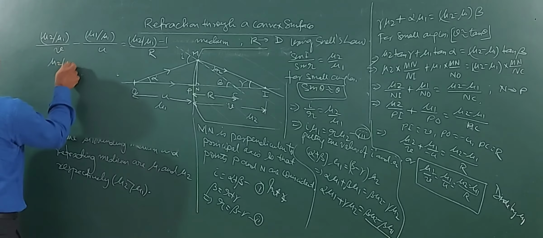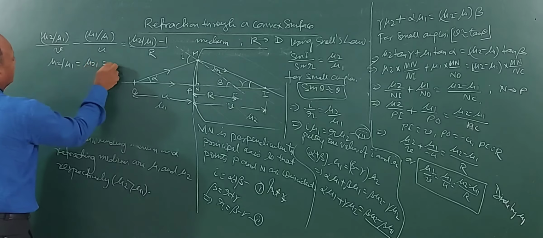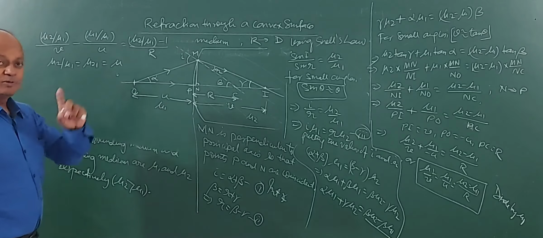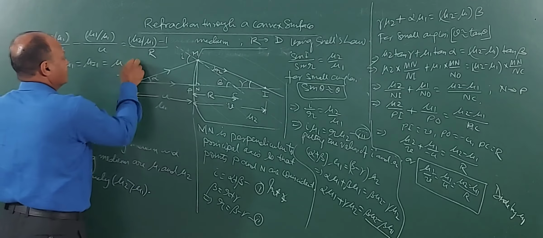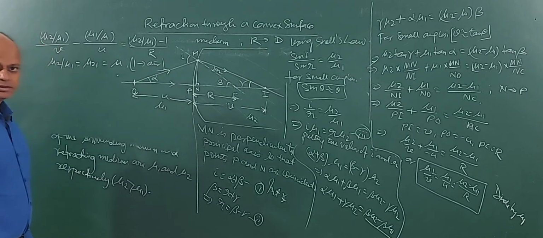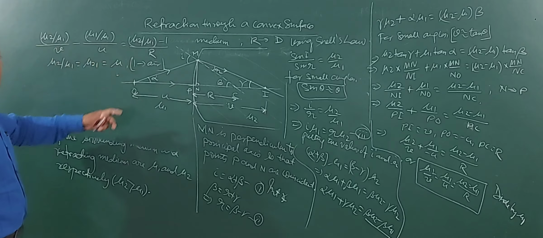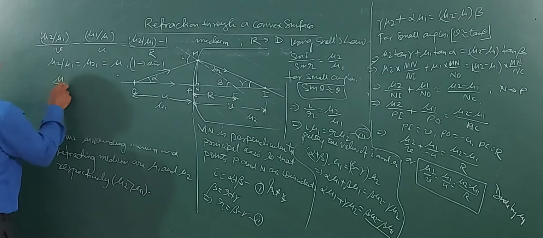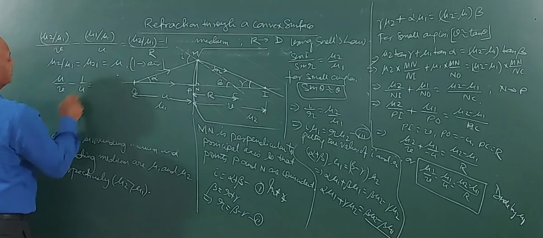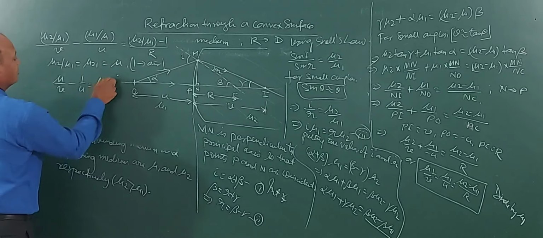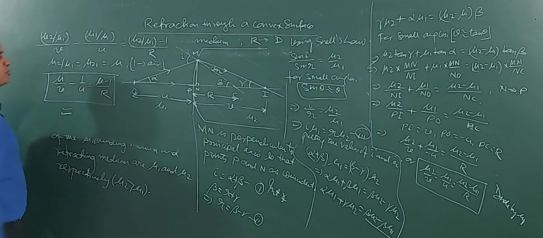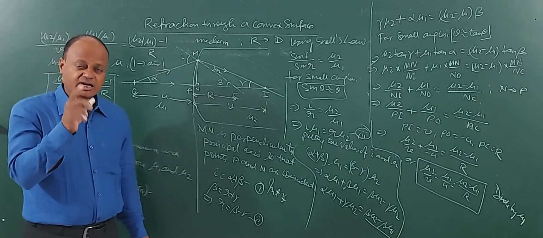And mu2 by mu1 is what? mu2 by mu1, children, is mu21, and let us say it is equal to mu. mu21 becomes mu, you know already, if 1 is air. Clear? Then I can also modify this formula as mu by V minus 1 by U is equal to mu minus 1 by R.